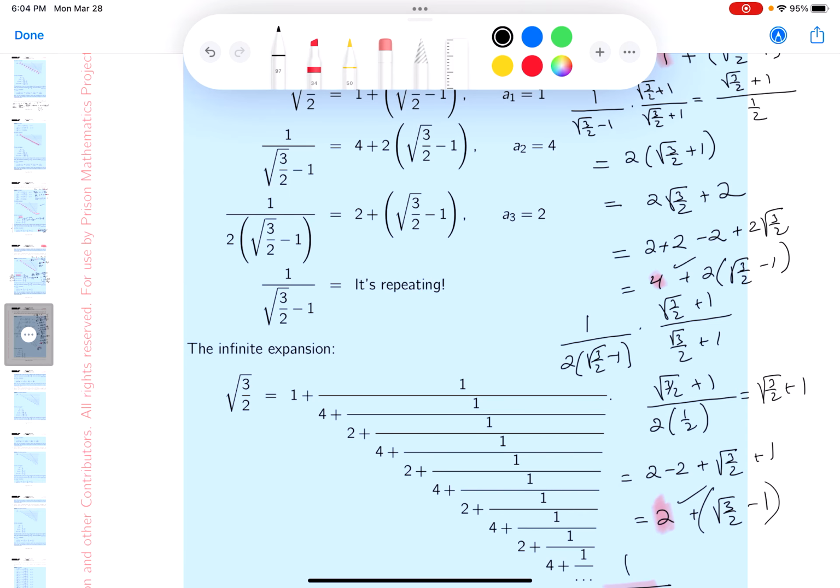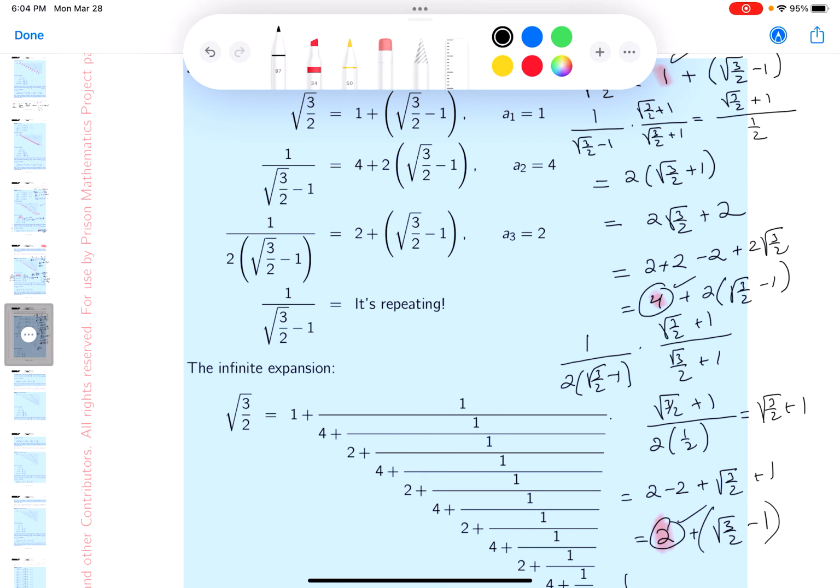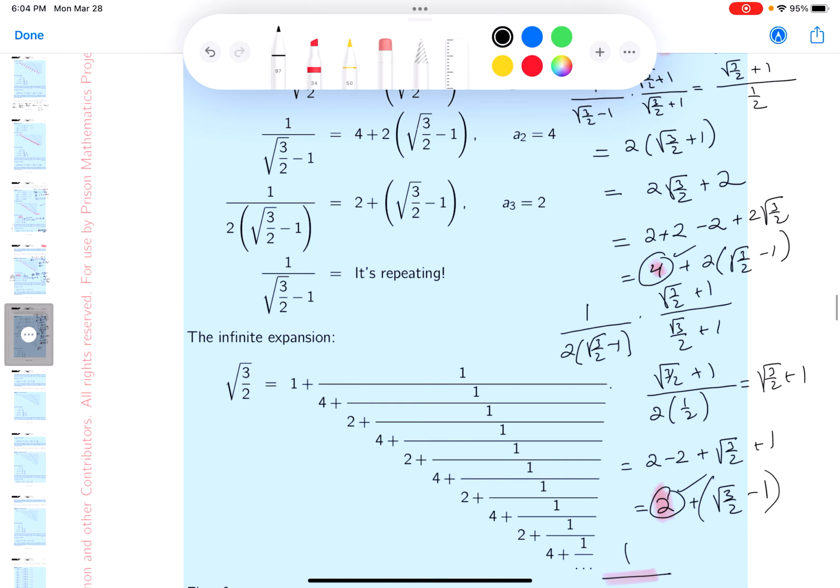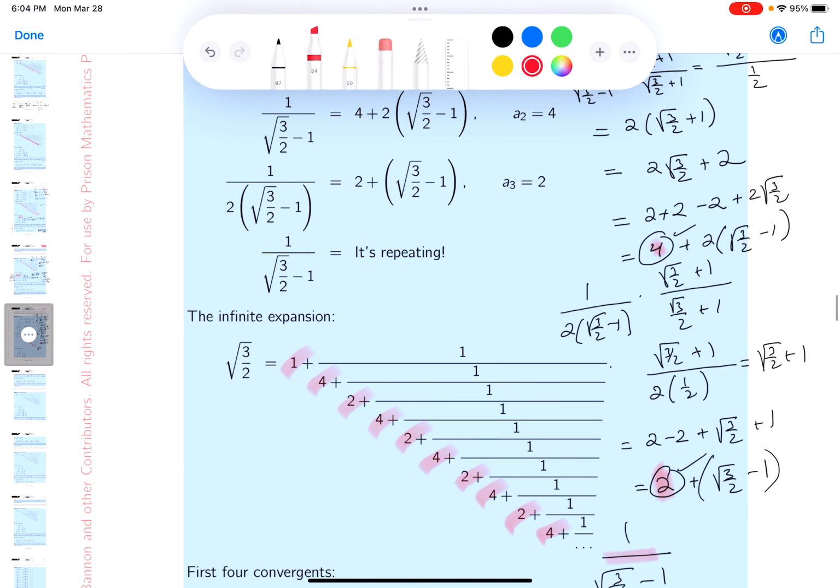All right, let's make sure I did that right. I got the 1. And then it's going to the 4. Then it's going to the 2. And it's bouncing back to the 4. That looks good. So what do we got over here? 1, 4, 2, 4, 2, 4, 2, 4, 2, 4. Forever and ever and ever. All right? Let me just make sure I'm saying that right.